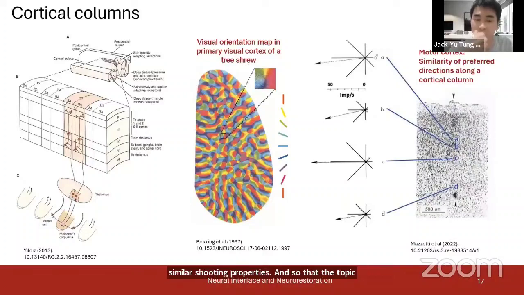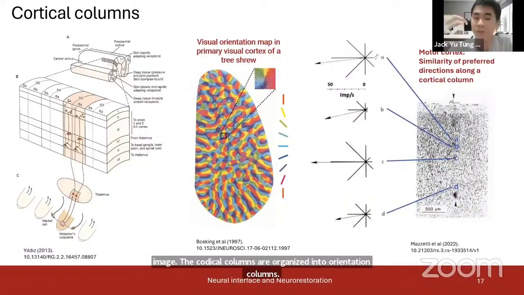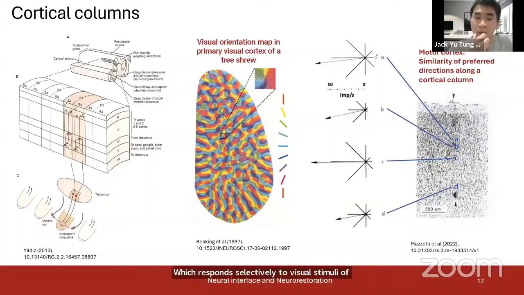And in the primary visual cortex, V1, such as this study on tree shrews in the middle image, the cortical columns are organized into orientation columns, which respond selectively to visual stimuli of different orientations. And neighboring patches have similar orientation preferences, and they tessellate across the entire visual cortex.